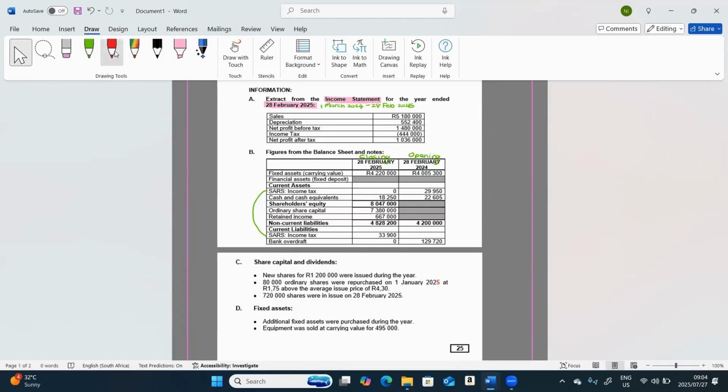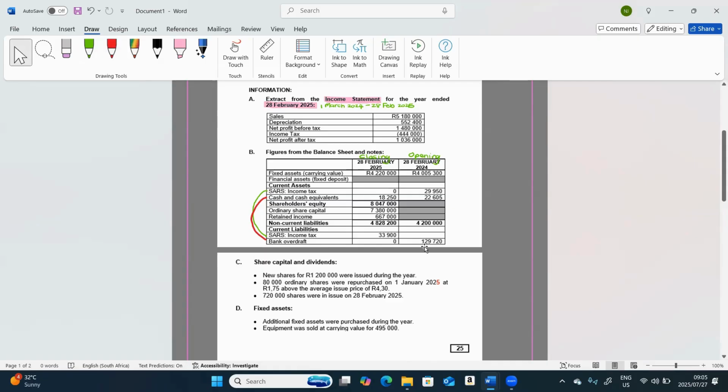At our cash, let's just use red then. You will see that over here we have cash and cash equivalents. And then when we go down, we have a bank overdraft as well. So that's once again because this bank overdraft was our opening bank balance, right?